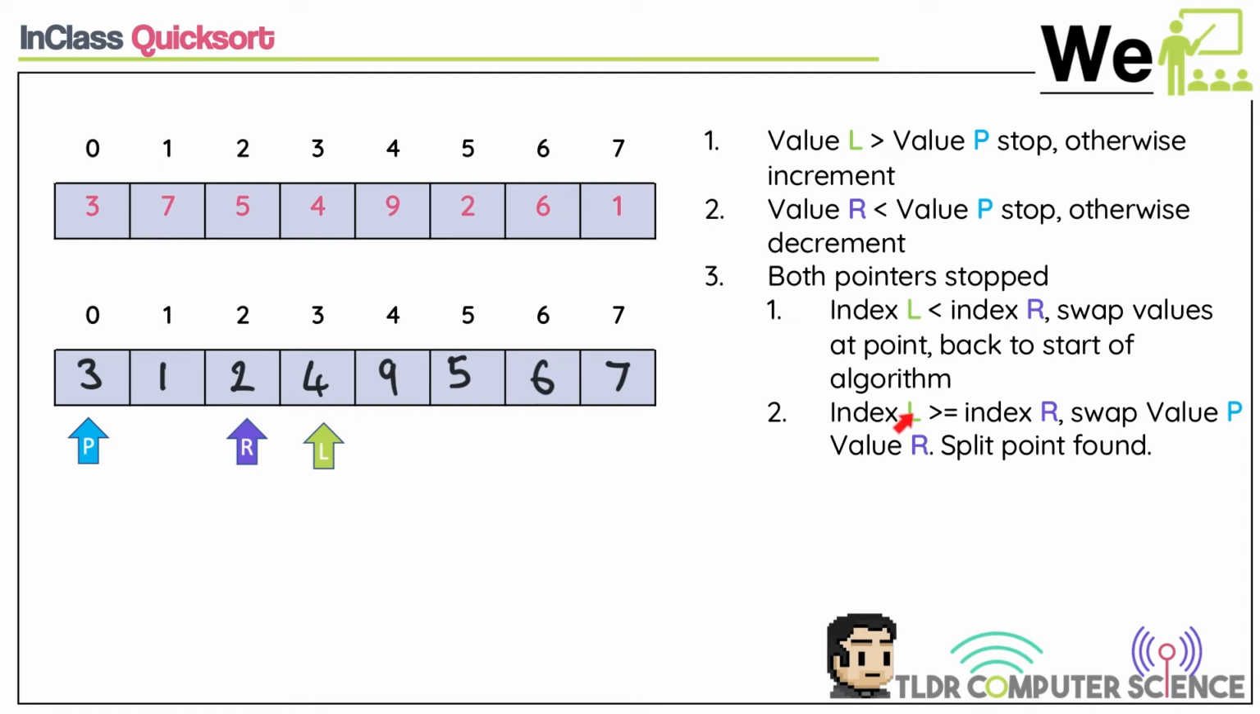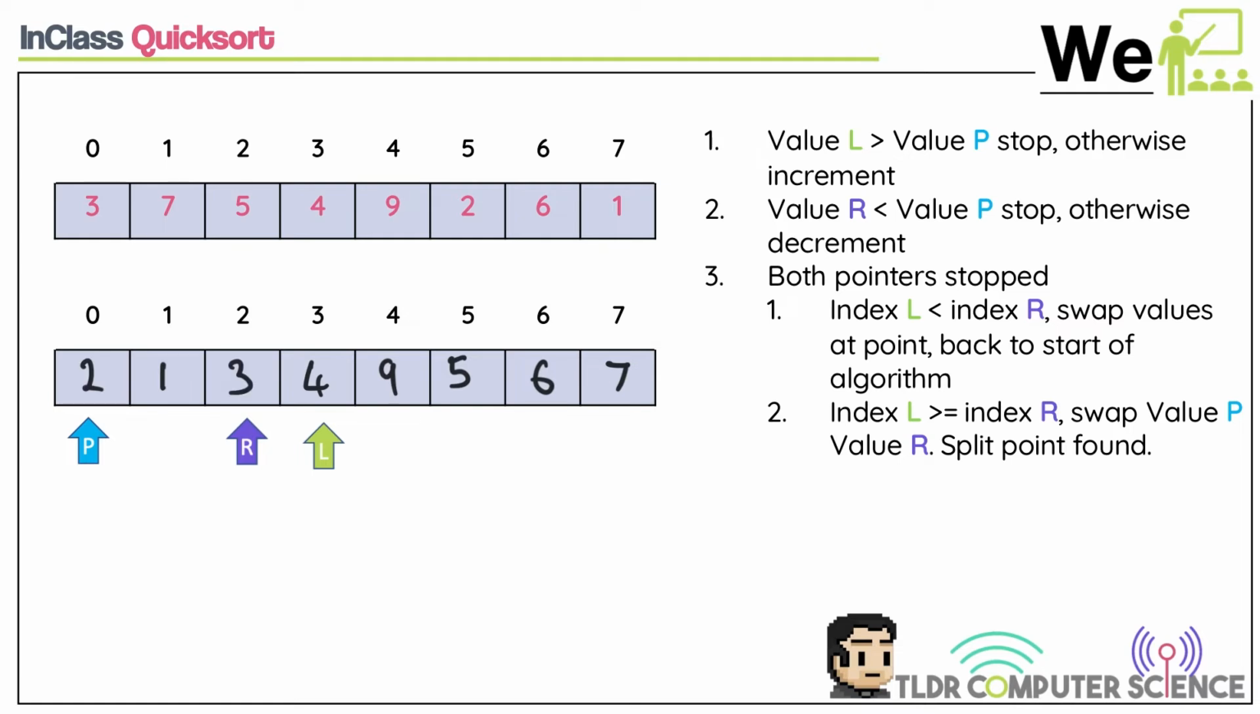Index L, is it greater than or equal to index R? Well, is 3 greater than or equal to 2? Most definitely is. What do we do? Swap the value at R, so it's always the right pointer, with the value at P. So 3 is going to be swapped with 2. So I'm going to swap these over. So we're not swapping left and right now. We're swapping from the pivot point over to the right pointer. And it's always the right pointer that does it.